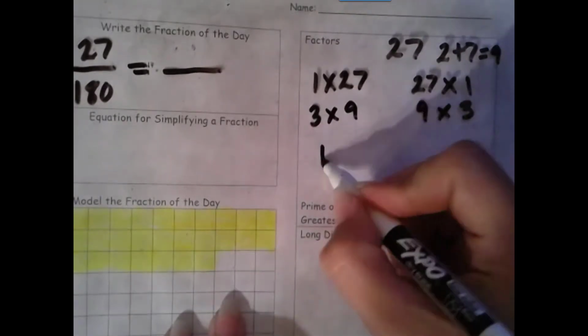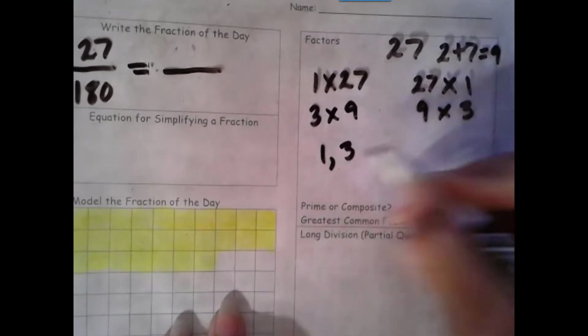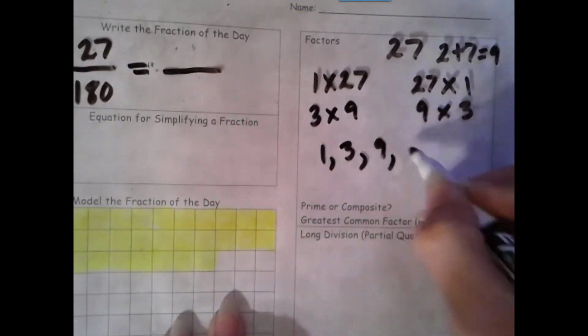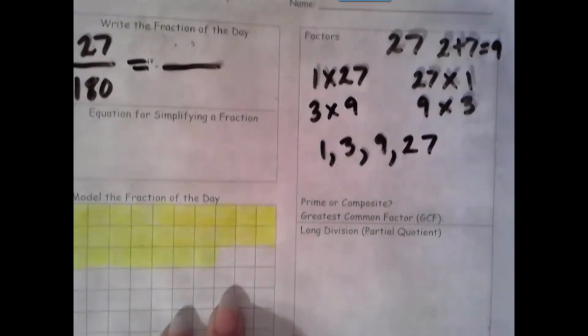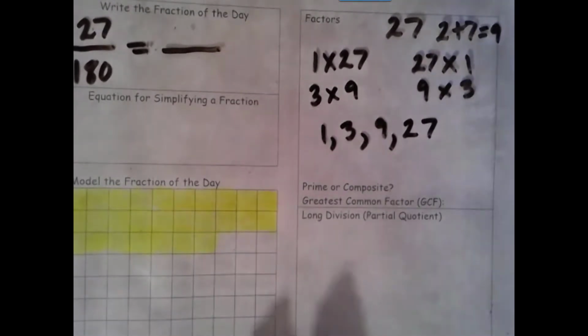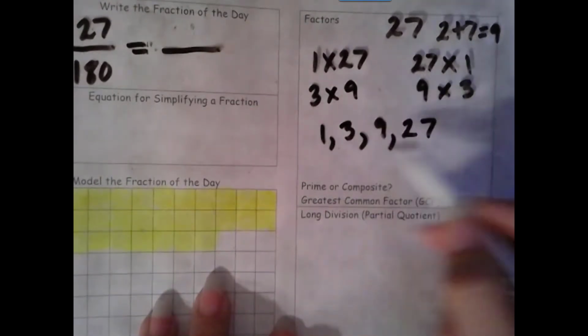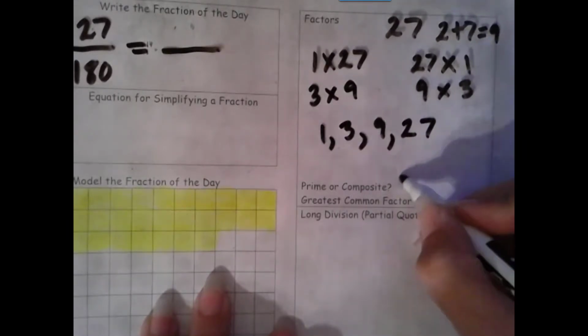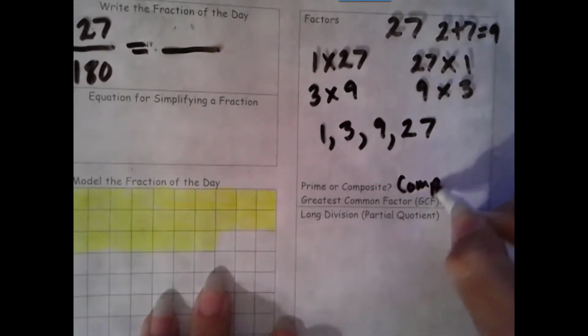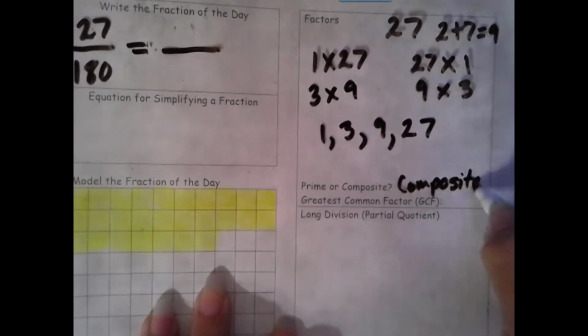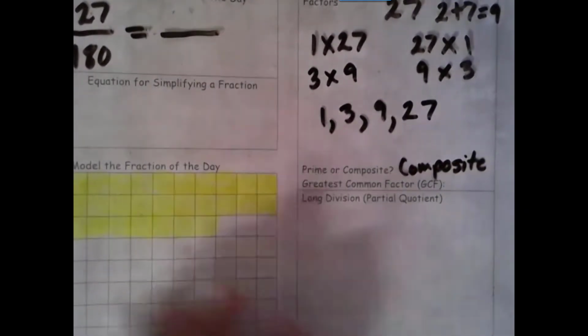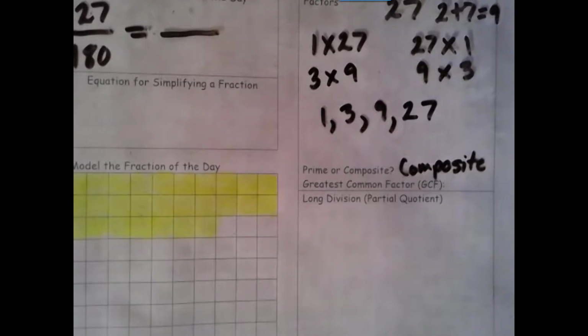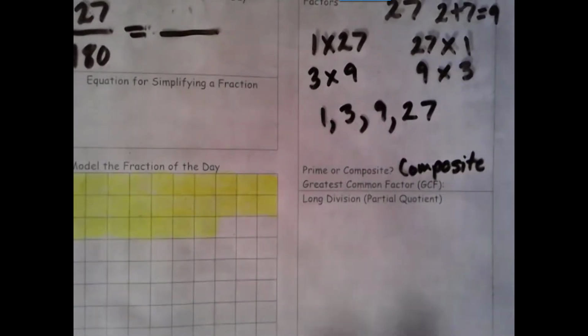We are done. Let's list our factors from least to greatest: 1, 3, 9, 27. We have 4 factors there. 4 is more than 2 factors, so it is composite. So now we need to figure out which one of these is our greatest common factor.